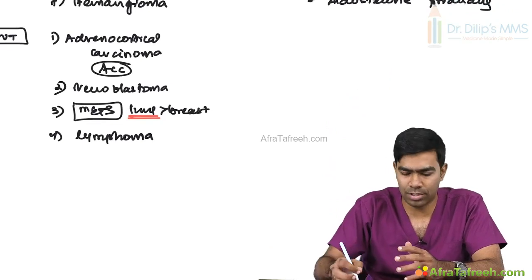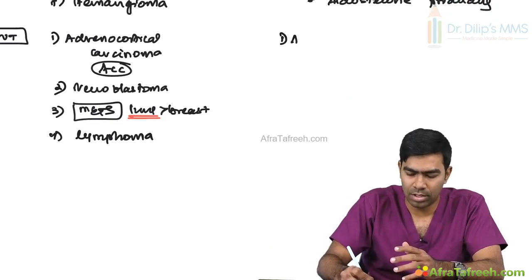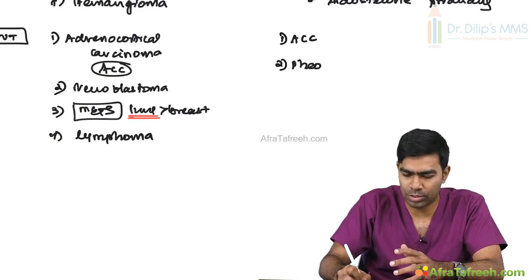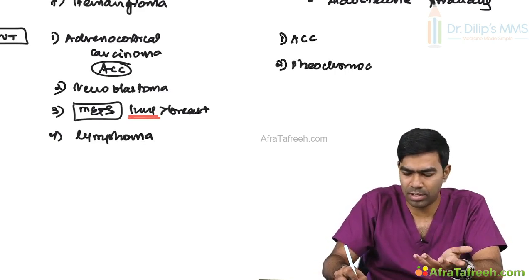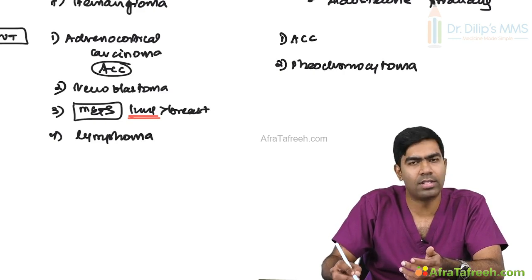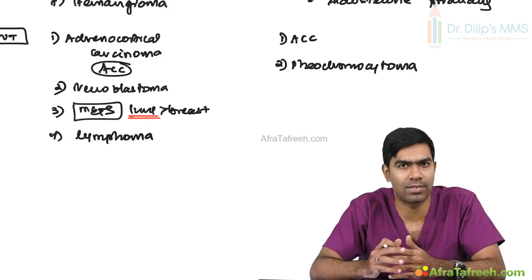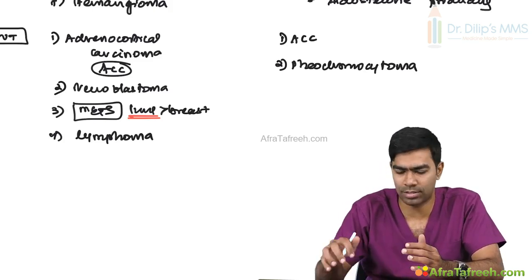Similarly, malignant lesions. Very importantly, adrenal cancer, that is adrenocortical carcinoma, which I can simply write as ACC, or it could be a pheochromocytoma, which can be, yes, malignant. We have seen already what are the features of malignant pheochromocytoma. We have discussed extensively in the pheo-paraganglioma section itself.